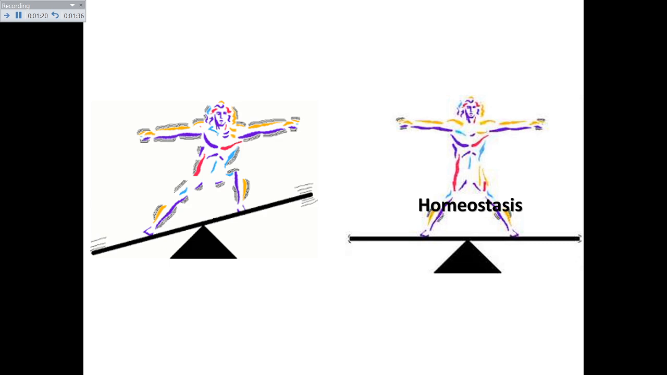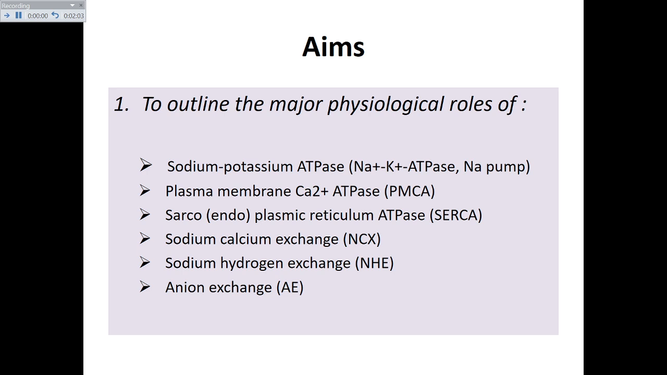So if homeostasis cannot work and the interstitium or cellular environment changes due to any cause, the cell should have mechanisms to resist or adapt to these changes, because the cell is the most important functional unit of all organ systems, and all cellular processes will be affected if the homeostasis of the cell is affected. So the aim of the module is to outline the major physiological role of the several transporters that are present on the cell membrane and inside the cell.